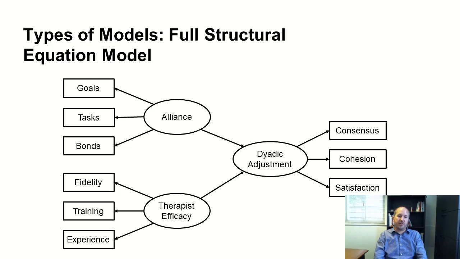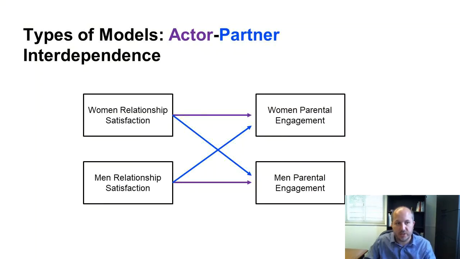So we're going to talk about, once we get through the full structural equation modeling so you all understand how to do that, APIM models, so actor-partner interdependence models. And these are models where you have matched pairs. So this can be men and women. It can be literally actor and partner.